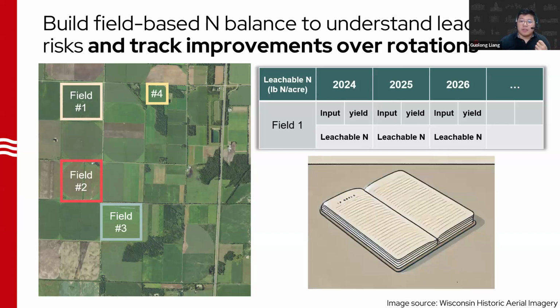Over time, we can then think about ways to decrease such risks from rotation to rotation with clear note-taking and record tracking. Now we're going to take a closer look at how the Wisconsin Central Sands does in terms of its nitrogen balance over crop rotations.